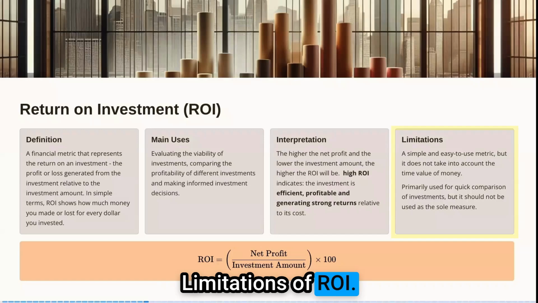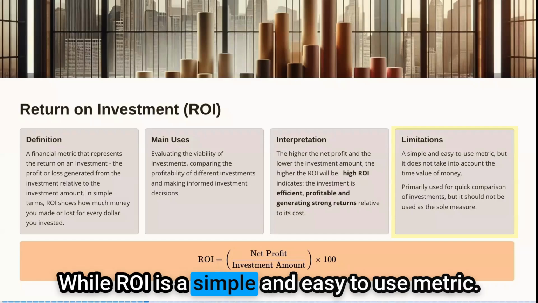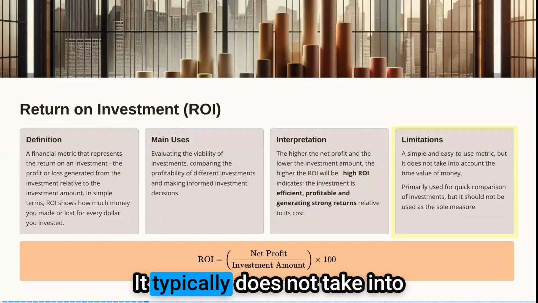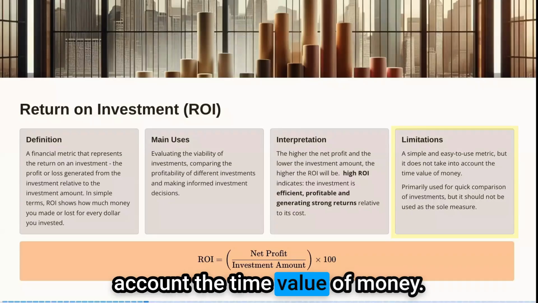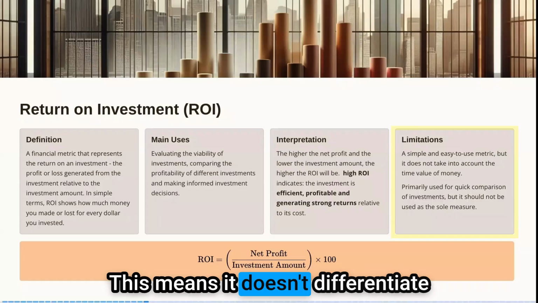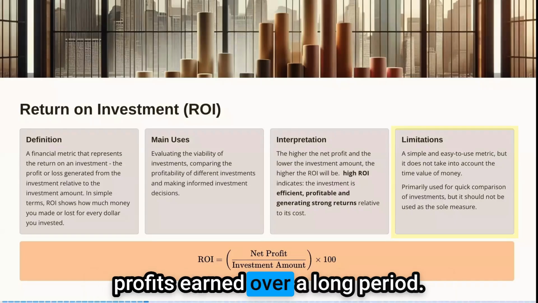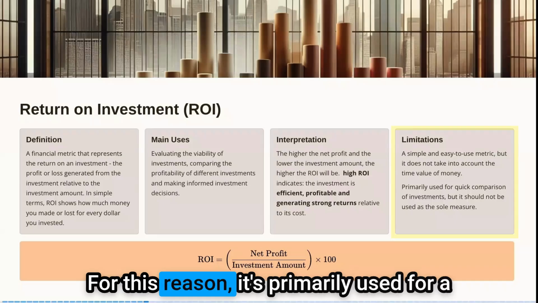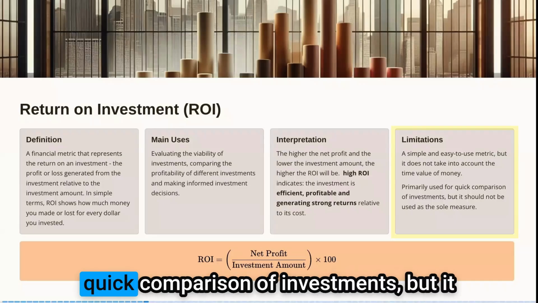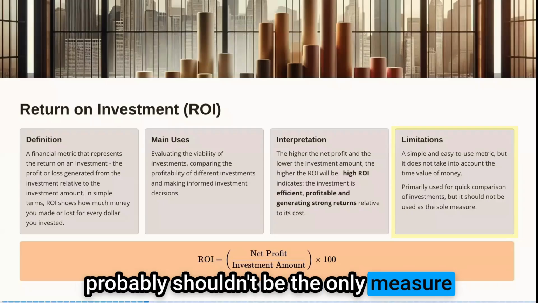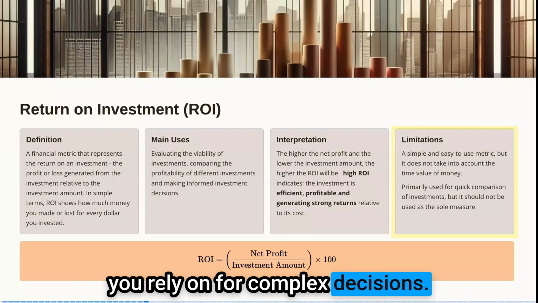Limitations of ROI. While ROI is a simple and easy to use metric, it does have a key limitation. It typically does not take into account the time value of money. This means it doesn't differentiate between profits earned quickly versus profits earned over a long period. For this reason, it's primarily used for a quick comparison of investments, but it probably shouldn't be the only measure you rely on for complex decisions.